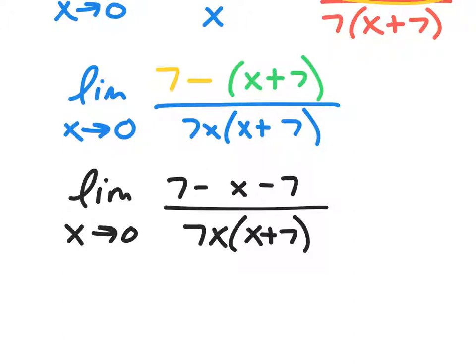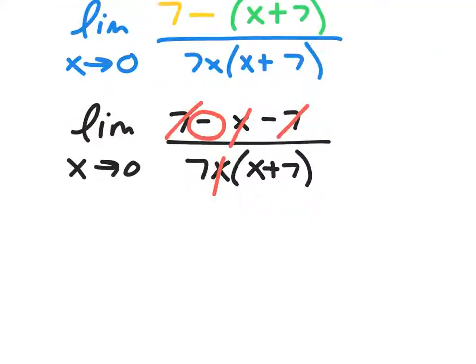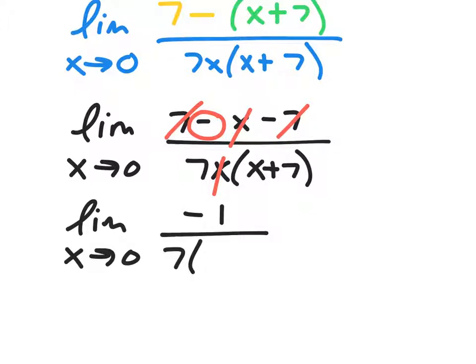And now you should see that things can cancel here. So notice, I have 7 minus 7 in the numerator. That will allow me to cancel those out. Now I'm left with a negative x over the 7x, so I can cancel this x with the x underneath. And doing so leaves me with that negative 1 on top. So now if I write what's left over, I have the limit as x is approaching 0 of negative 1 over the 7 times the parentheses x plus 7.